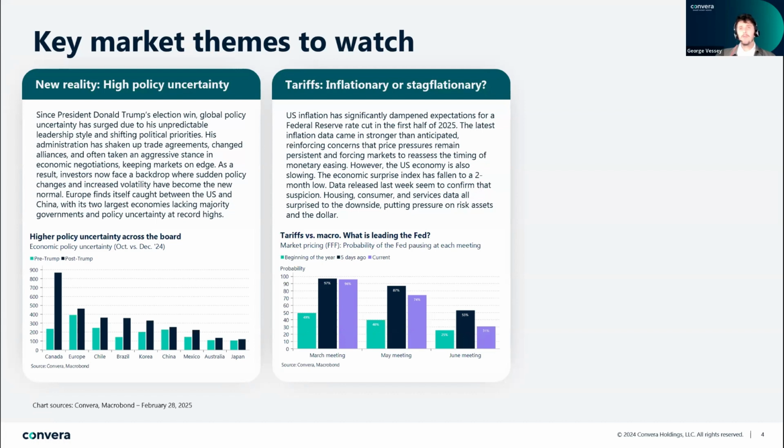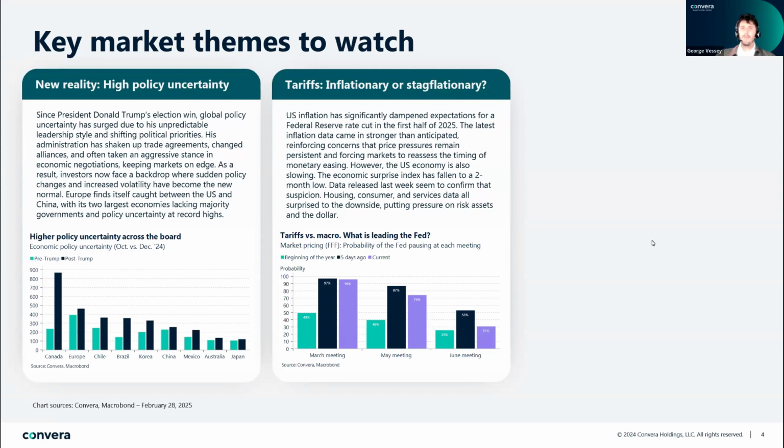However, on the flip side of all this, the US economy is actually slowing down at the same time. The US Economic Surprise Index has fallen to a 2-month low. Data on housing and consumer services has all been surprising to the downside. And that's caused a sharp downward revision of growth expectations in the US and has led markets to price in more rate cuts recently, despite these inflationary concerns at the same time.